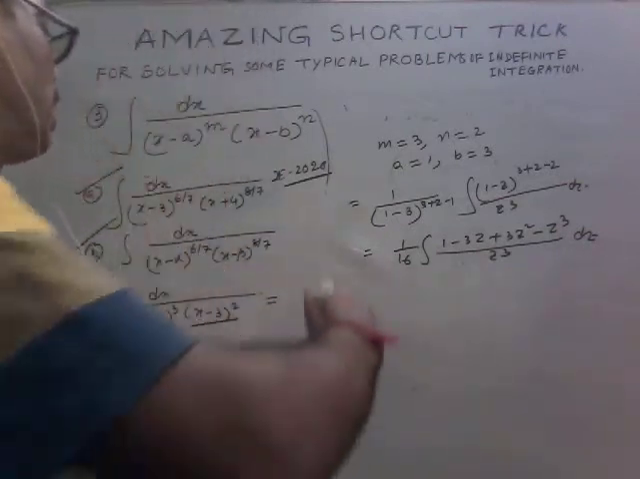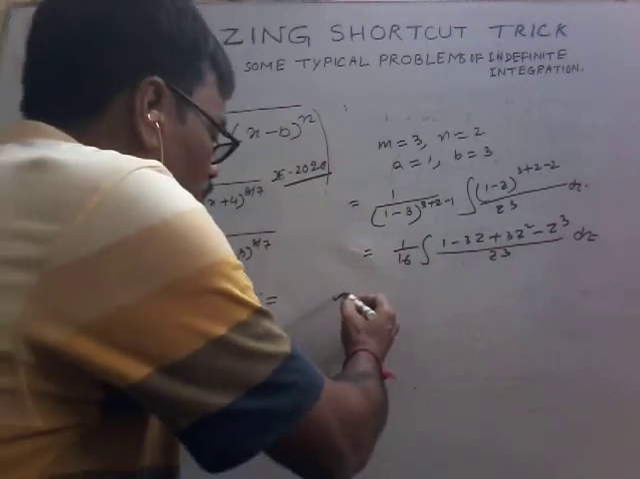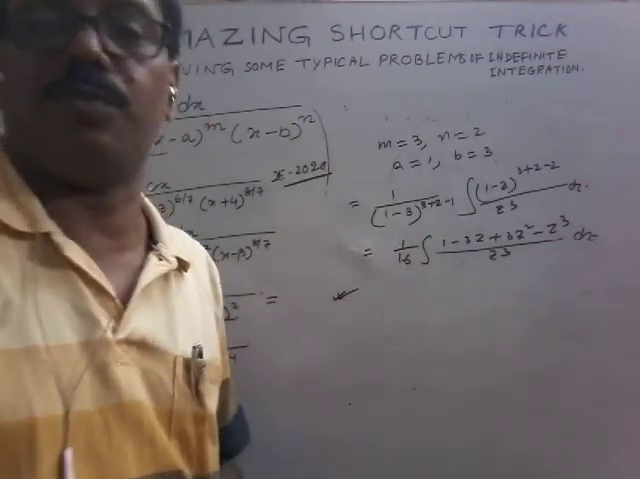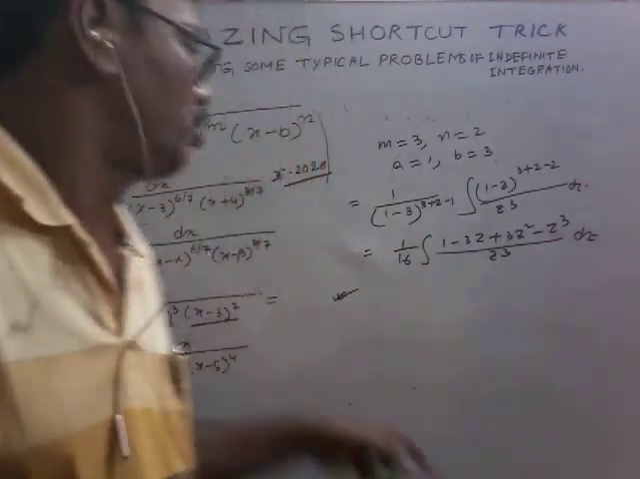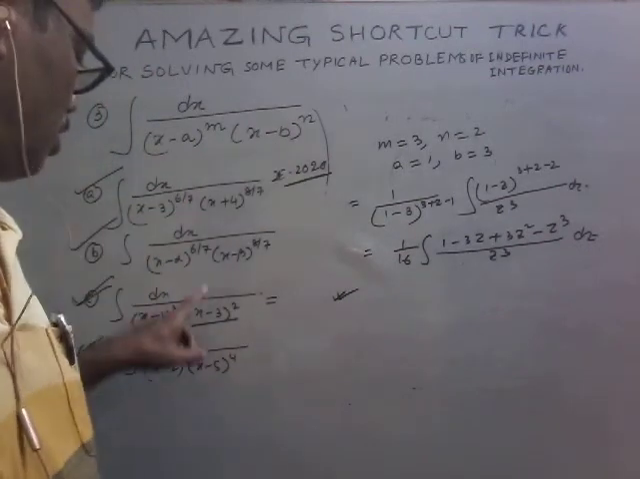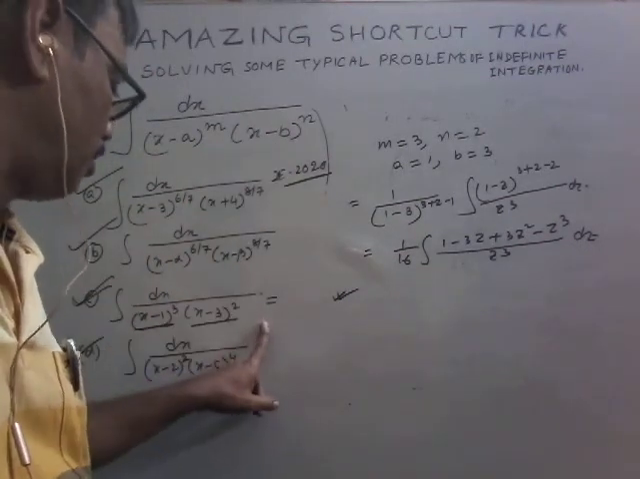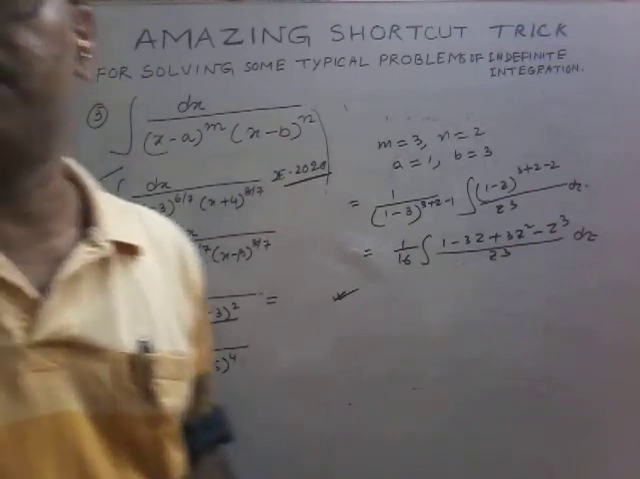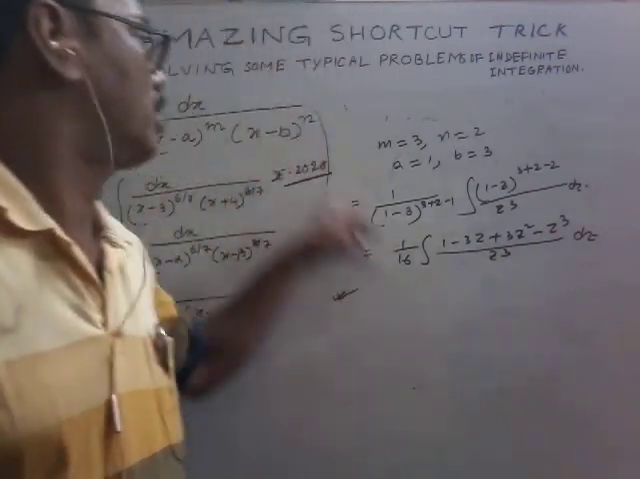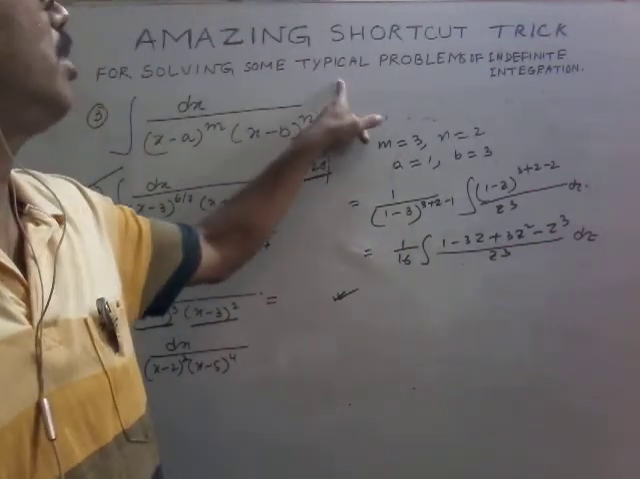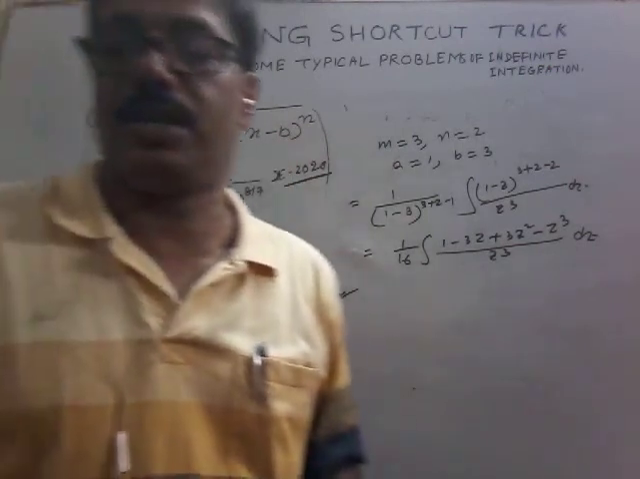So if you know the general result, then by putting particular values, we get the answer in very short time. So these are the 3 special types of indefinite integration.